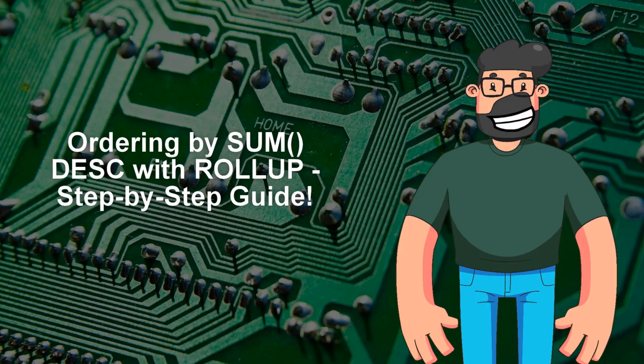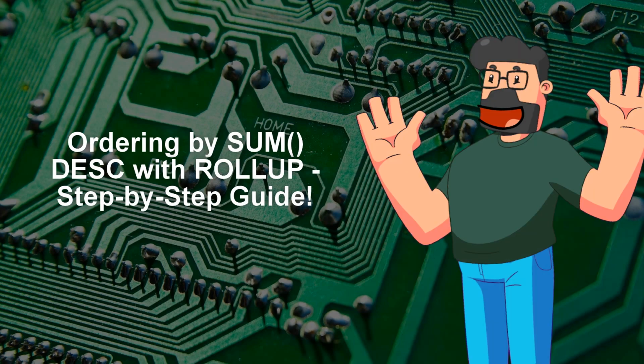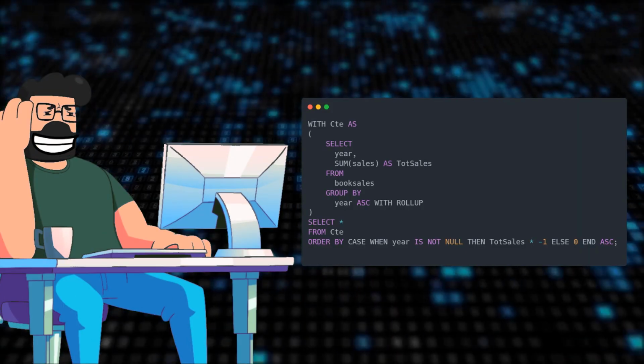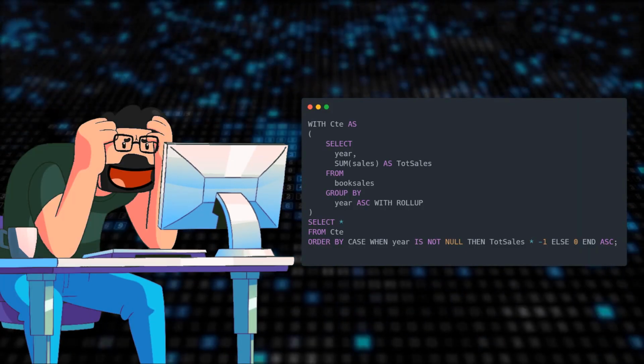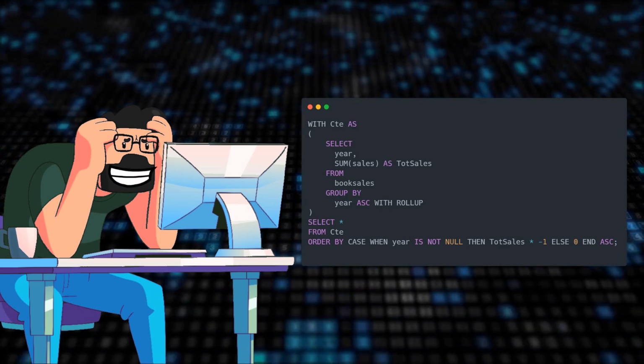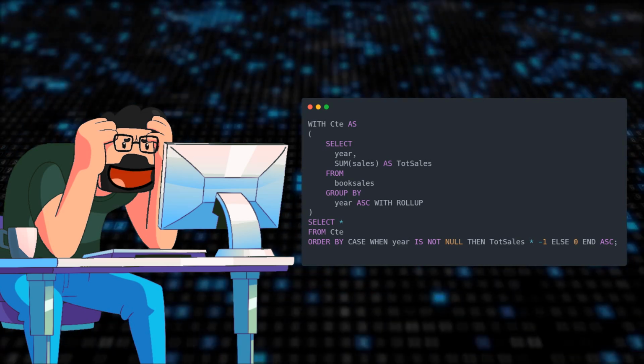The problem at hand involves using the SELECT with ROLLUP feature to get a summary row in the results set, while also ordering the remaining rows by a specific criteria. Now let's dive into the solution that we have for this problem. The key here is to leverage a common table expression, CTE, in MariaDB.